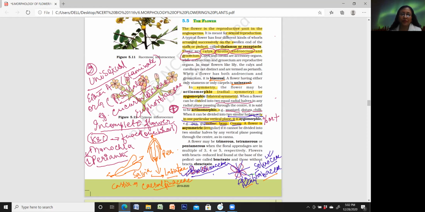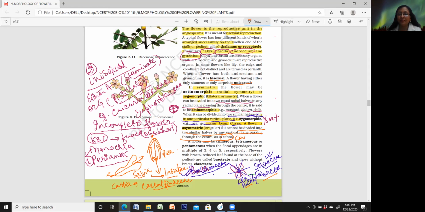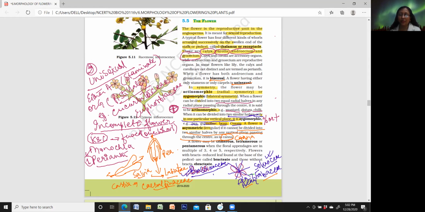Caesalpinaceae. Here you find that the flowers can be cut in only one plane, into equal halves. Then the third type is where the flower is asymmetric, irregular. The flower cannot be divided into similar halves by any vertical plane passing through the center, as in canna. So canna is the example here, where the flower cannot be cut into equal halves.